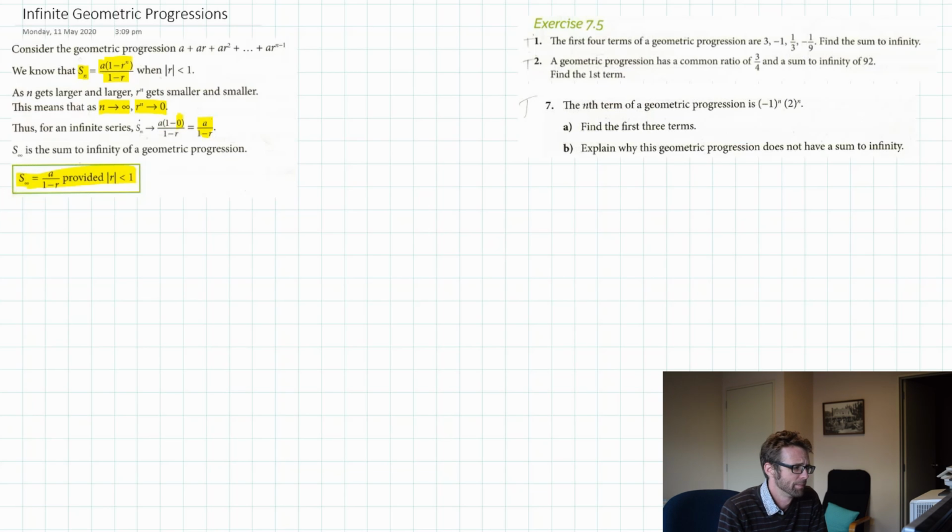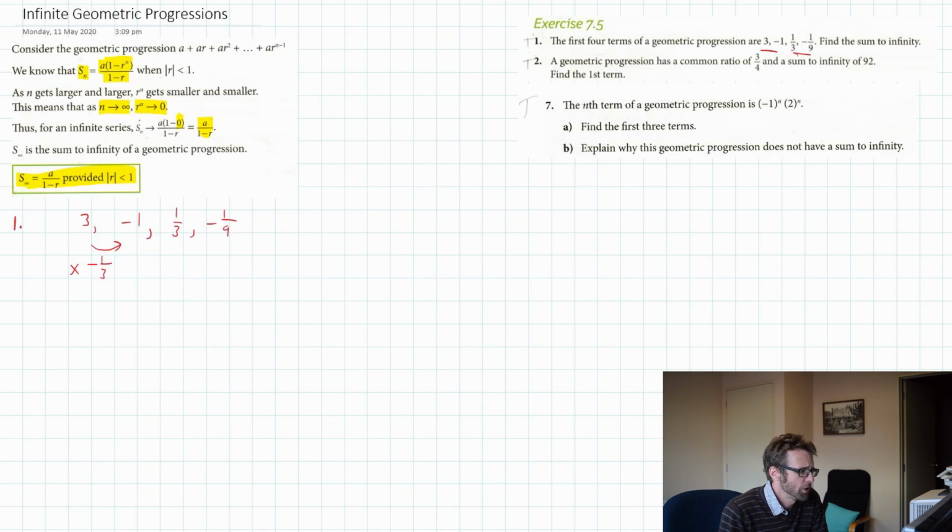Number 1, the first 4 terms of a geometric progression are as follows, and we've got to find the sum to infinity. So I've got 3, minus 1, 1/3, minus 1/9. Okay, so I can see that I am multiplying each time by minus 1/3. If you're not sure how to do that, you can just simply go minus 1 divided by 3. That's minus 1/3. And then you just test and see that it works for all the others, which it does, of course.